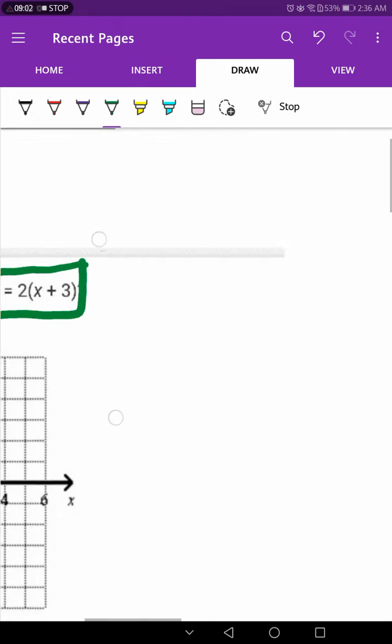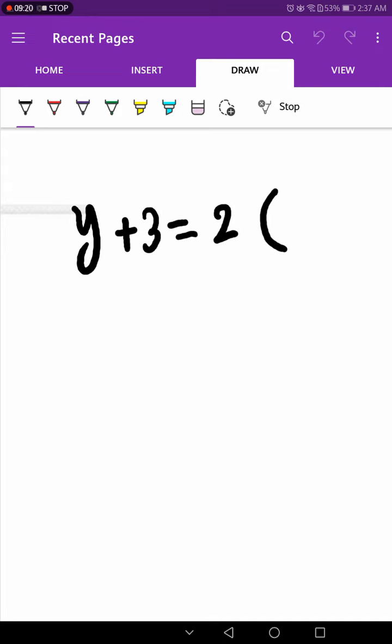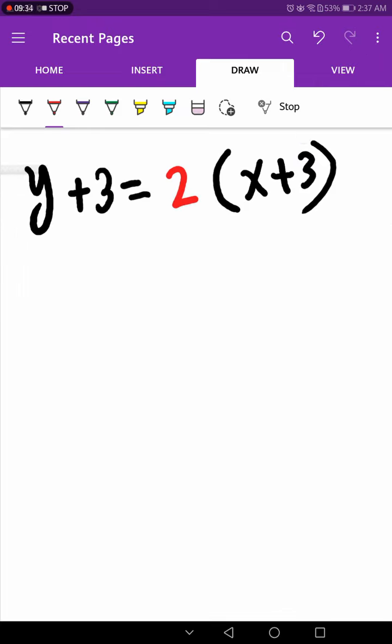equation. I will take it here. It is y plus 3 equals 2, x plus 3. I think it is like this. Okay, and he asked me to graph this equation. Easy. I need a point, I need a slope. This is the slope for this equation, and this is the point.